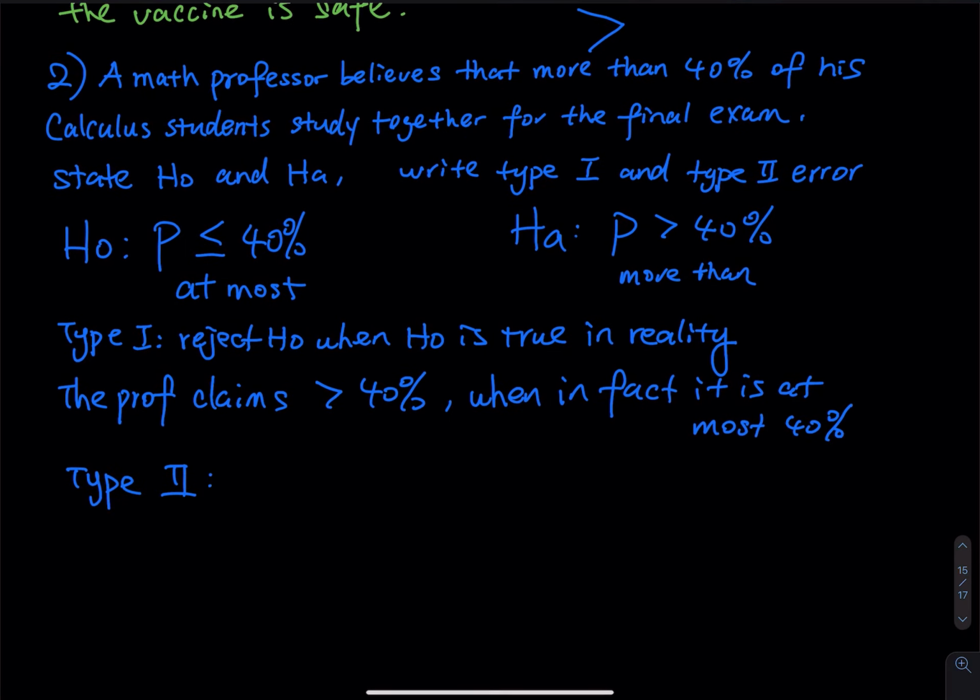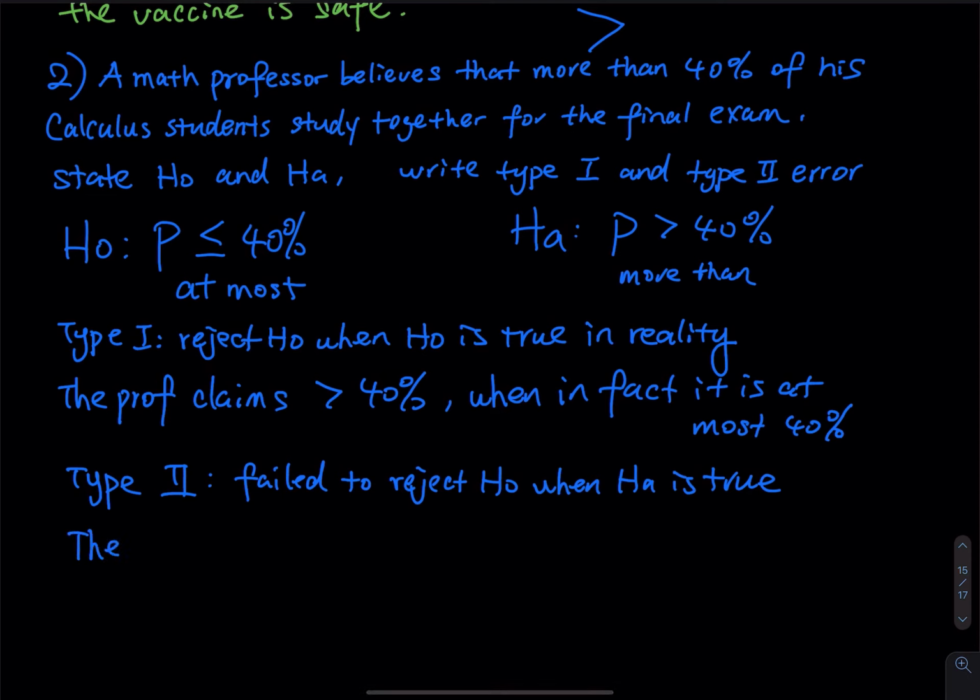Type 2 is fail to reject H0, and then what? When HA is true. What is fail to reject H0? Fail to reject H0 means you have H0 on your table. So repeat the H0 for me. So that means the professor claims, you have what on your table? You have the H0 on your table. So the professor claims at most 40% of the students. Let's skip the rest of the detail.